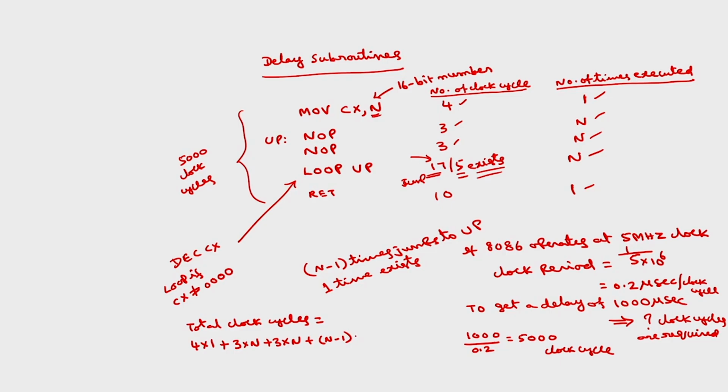So, (n minus 1) times 17, or you can write 17 into (n minus 1), plus 1 time 1 into 5, plus 1 time 10. So, this should be equal to the total number of clock cycles. If this is equal to 5000, then we will provide a delay of 1000 microseconds.